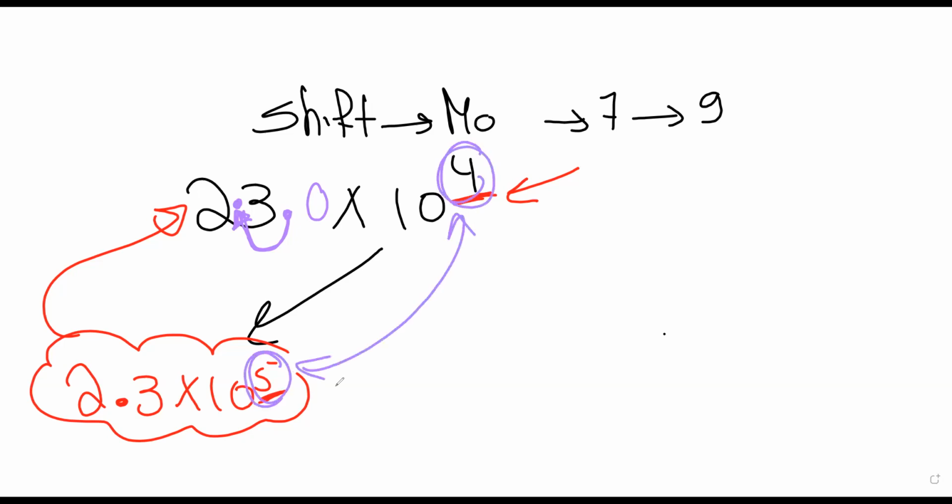So what do we notice? We notice that when we move the decimal point to the left, I add to the power of 10. I move it to the left once, so I add once. I move it to the left twice, so I add twice. This is the part we will focus on.